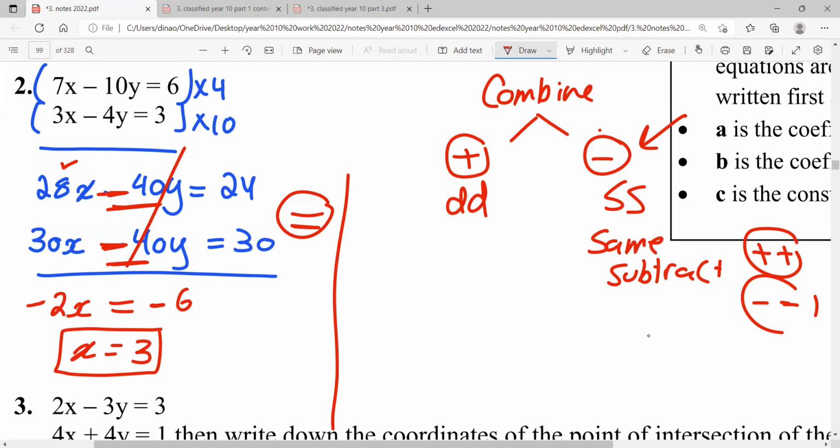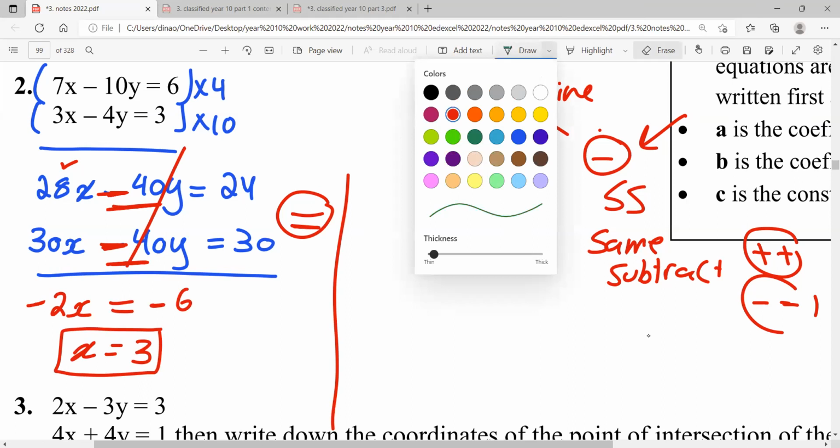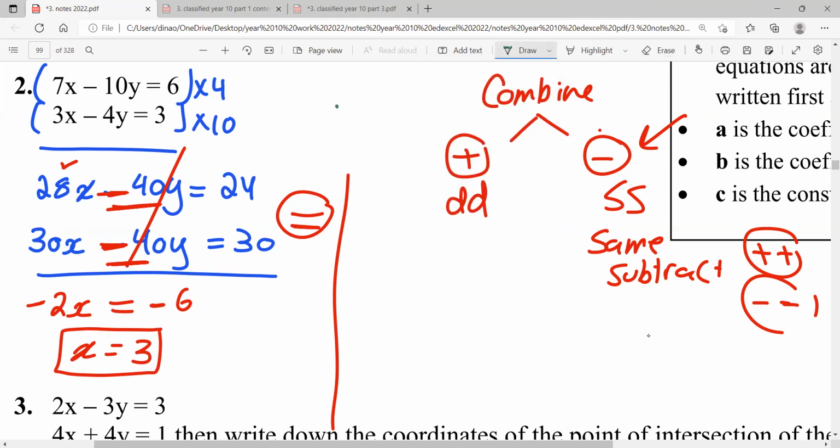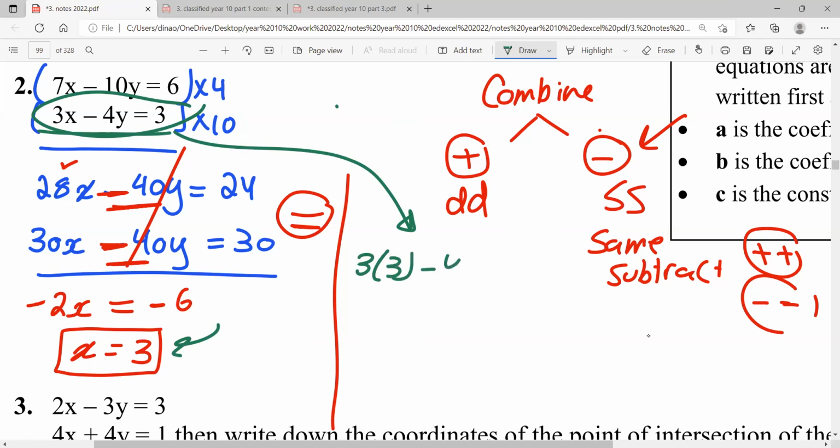طبعا دلوقتي جبنا the value of x ناقص the value of y. How do I find the value of y؟ Pick any equation that you want. أنا مثلا I'm going to pick this لأنه هي أرقام صغيرة أهي، pick this equation over here, substitute the calculated value of x in this equation. So 3 times 3 minus 4y equals to 3. طبعا 3 times 3 9 minus 4y equals to 3.